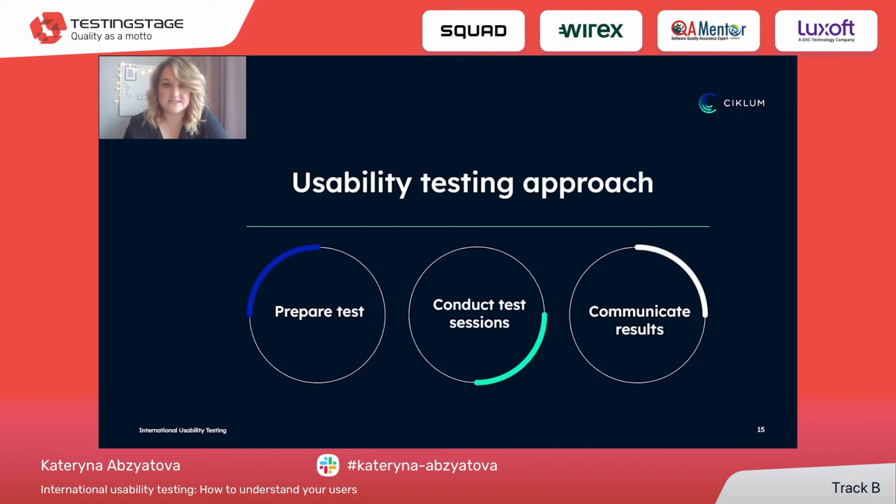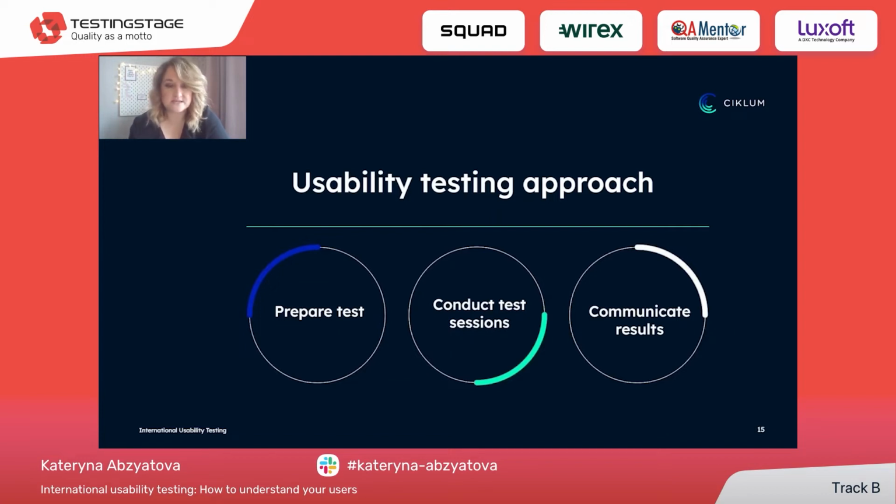We have the usability testing approach. It's the second part of evaluations. We start with review, and the next one is testing. It is also divided into three parts: prepare test, conduct test sessions, and communicate results.